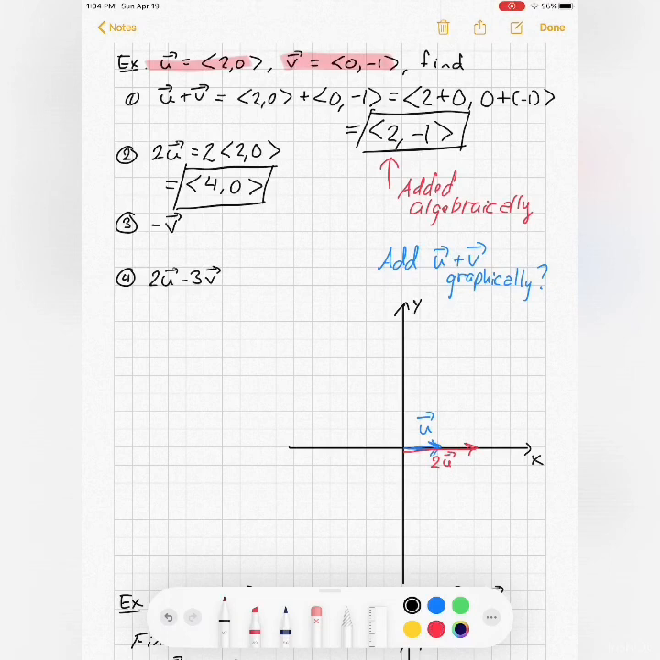Okay, what about the vector -v? Well, that's just multiplying v by a -1. So wouldn't that just be <0, 1>? And that makes sense as well, because the vector v says go down 1. There's v. So what would the opposite of v say? The opposite of v would say go up 1. Makes sense, right?